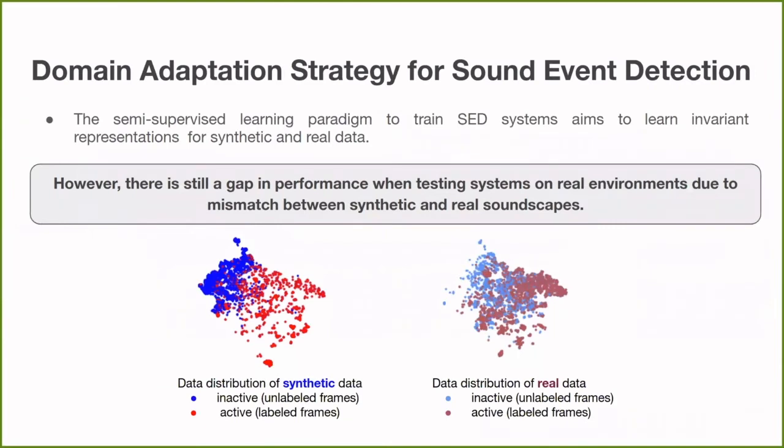For our second improvement, we note that even though the semi-supervised learning paradigm to train sound event detection systems aims to learn invariant representations for synthetic and real data, there is still a mismatch that prevents generalization in real soundscapes.